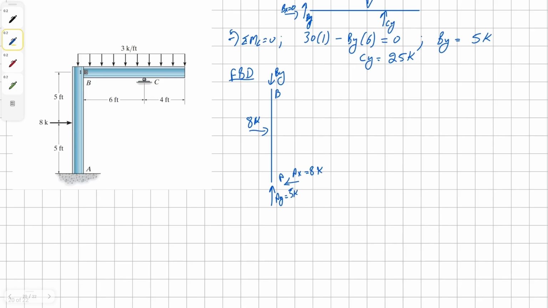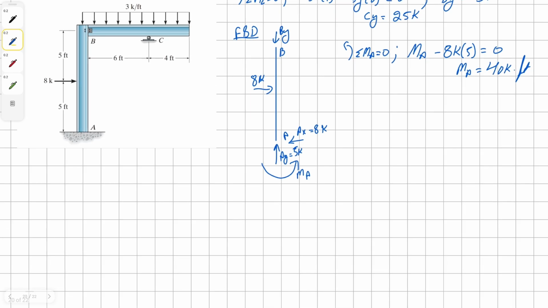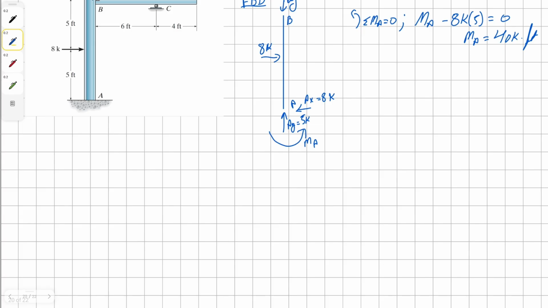And then we're going to have a moment about this point at A. To find our moment, we just simply have to sum the moments about the point A. So we're going to have unknown moment A, and this is counterclockwise, so positive, and then we have clockwise 8 kg, and it's 5 feet away, all equals to 0. Solving for moment A, we get our solution as 40k feet.